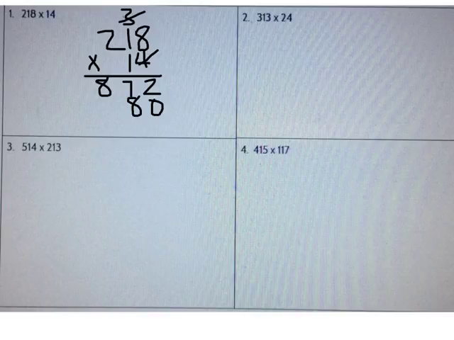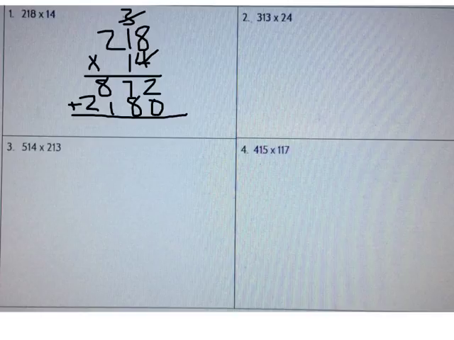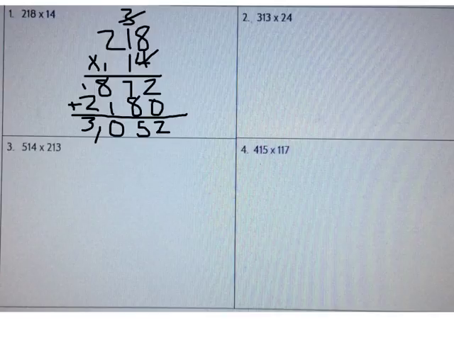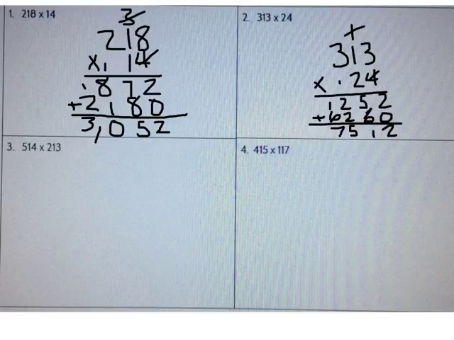1 times 8 is 8. 1 times 1 is 1. And 1 times 2 is 2. Now I can add. 2 plus 0 is 2. 7 plus 8 is 15. 1 plus 8 plus 1 is 10. And 1 plus 2 is 3. The answer is 3,052. Now you try one. 313 times 24. 313 times 24 is 7,512. Check your work with mine.